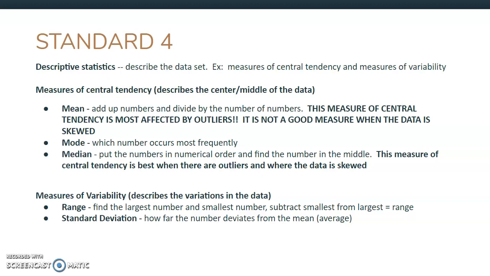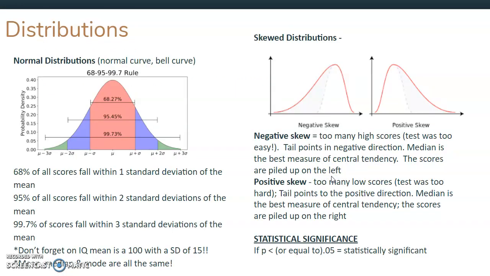Then you've got your measures of variability, and that just describes the variation in the data. What's the spread of the data? Range is one of them. You find the largest number and the smallest number, and you subtract the smallest number from the largest number, and that's going to tell you the range. That just tells you the spread of the data. And then you've got standard deviation, which is the most common measure of variability, and it's just showing you how far the numbers deviate from the mean. Remember, the mean is the average.